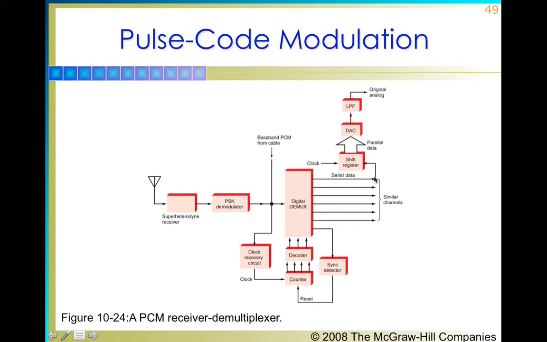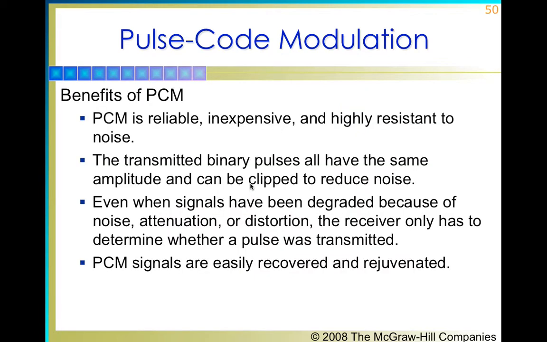And this information, for example, coming over here, is stored in the temporary memory unit register, and then converted from digital to analog equivalent, passed through a low pass filter to recover the original signal. So this is a demonstration of an original kind of PCM receiver demultiplexer system. So what are the benefits of PCM?